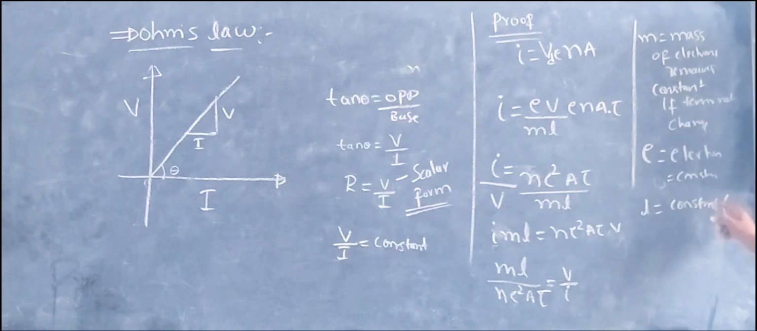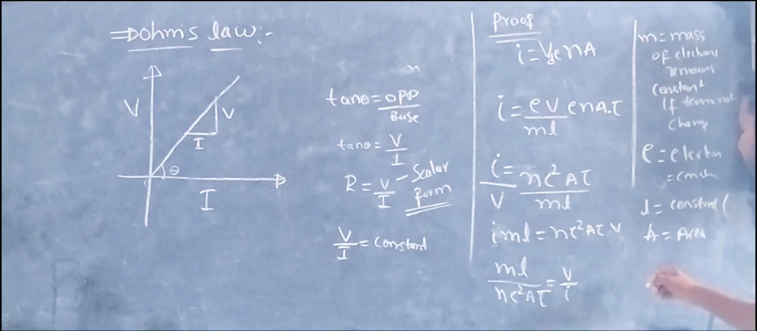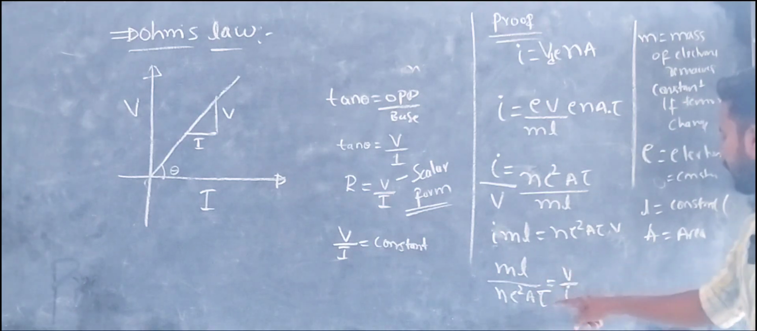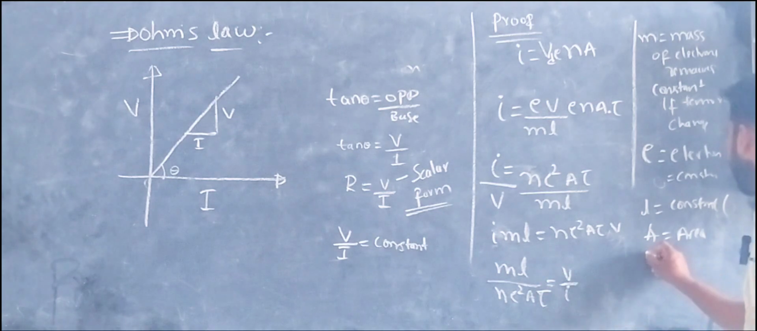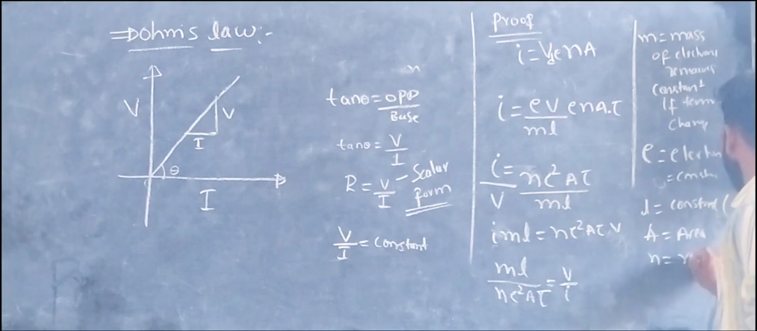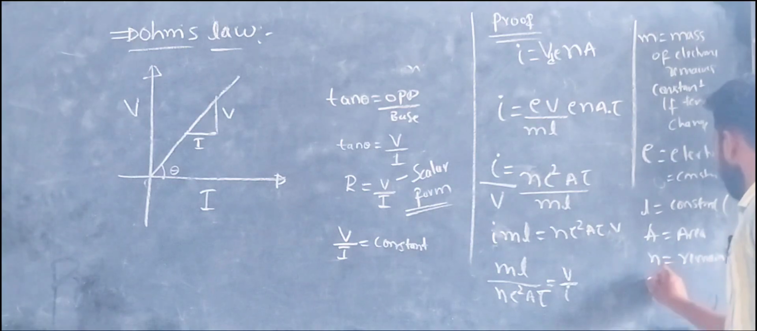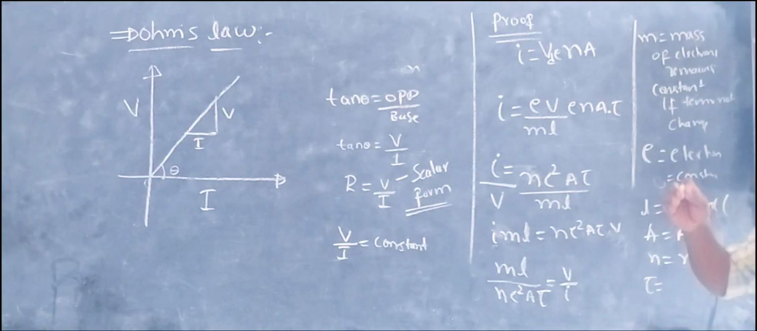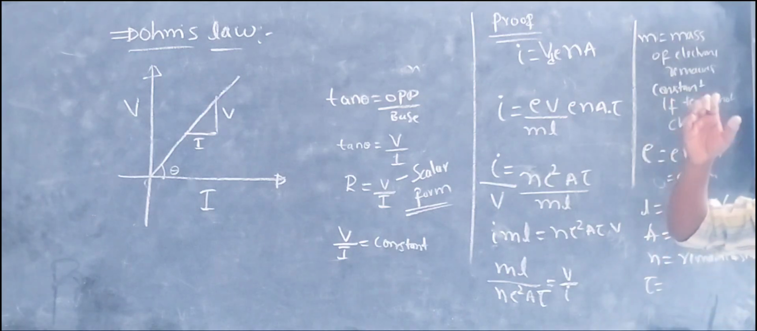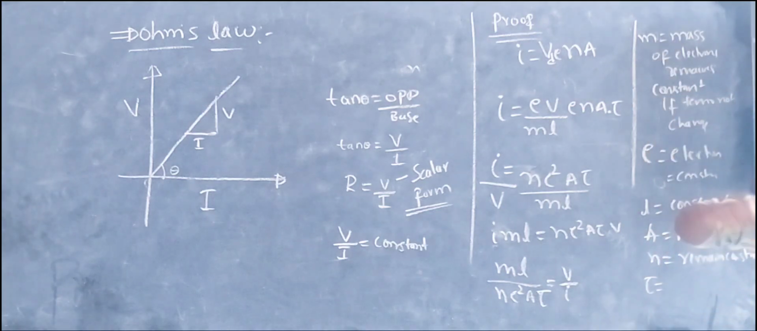Area also remains constant. Then what is left? n, the number of electrons, also remains constant. Tau, the relaxation time, also remains constant if temperature is not increased. If temperature increases, collisions start and it fluctuates, increasing or decreasing. So if temperature is constant, it remains constant.